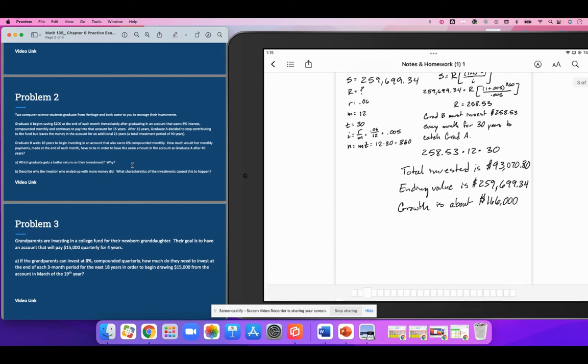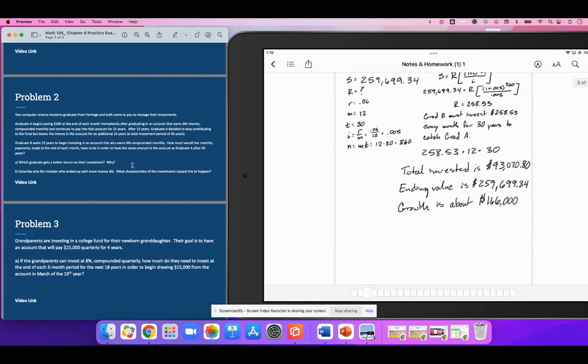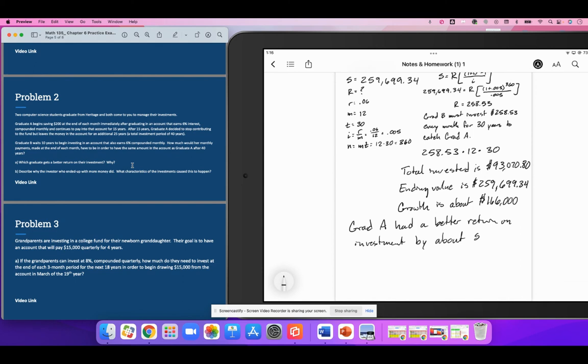Not too shabby, but when we compare this to graduate A, the return on the investment for graduate A was $220,000. Graduate B was about $166,000. So grad A had a better return on an investment by about, let's see, 166,000 compared to 220,000, by about 54,000 bucks.